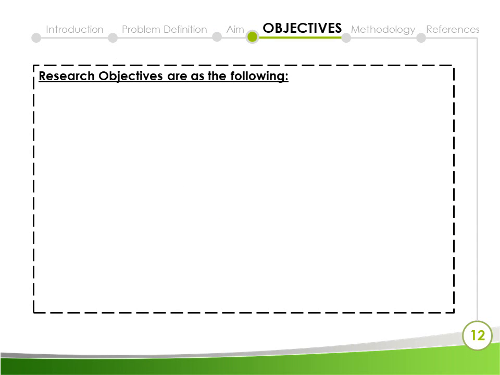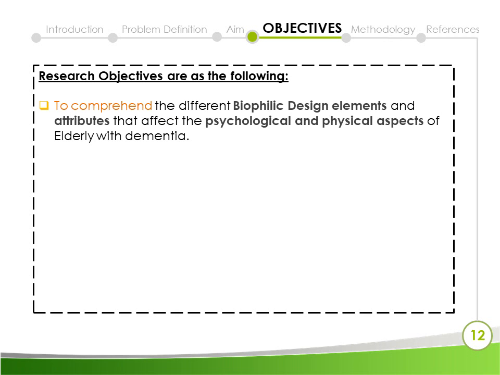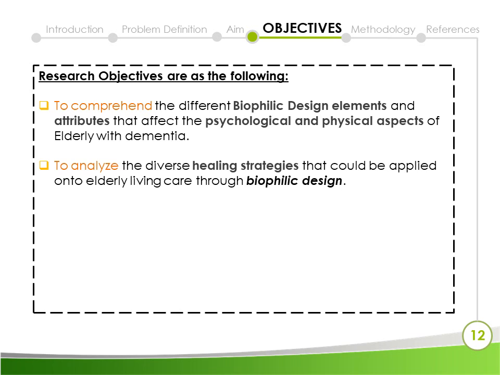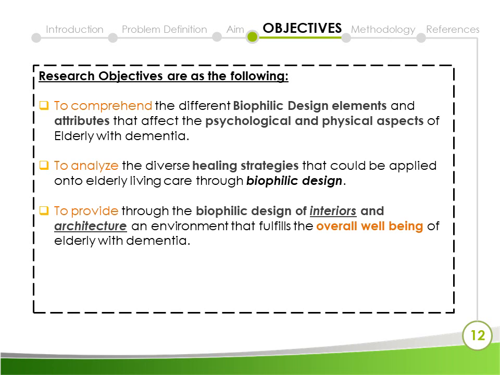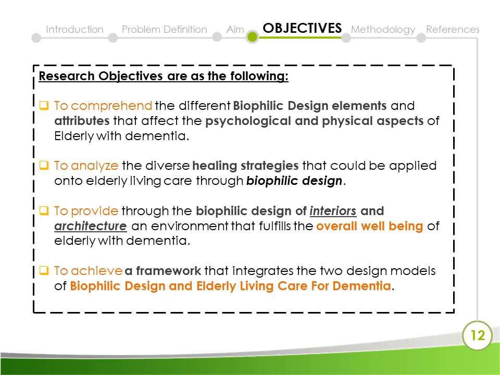The research objectives that are attained are as the following. The thesis will ensure to comprehend the different biophilic design elements and attributes that affect the psychological and physical aspects of elderly with dementia. It will analyze the diverse healing strategies that could be applied onto elderly living care through biophilic design. And it will also provide through biophilic design of interiors and architecture an environment that fulfills the overall well-being of elderly with dementia. It will also achieve a framework that integrates the two design models of biophilic design and elderly living care for dementia.